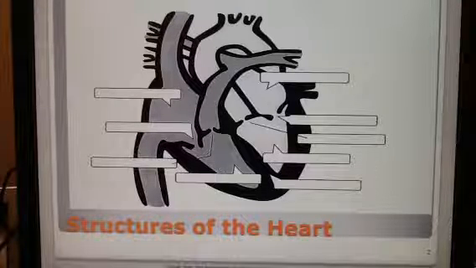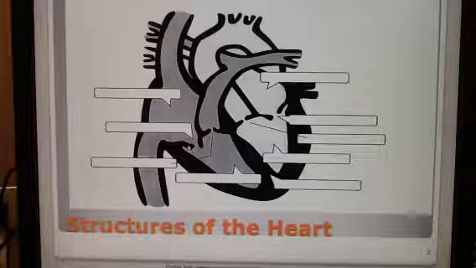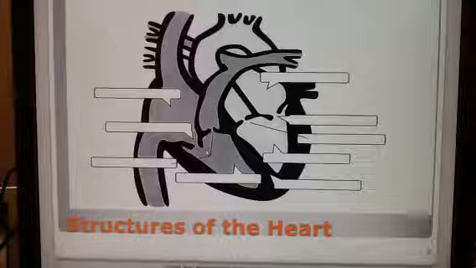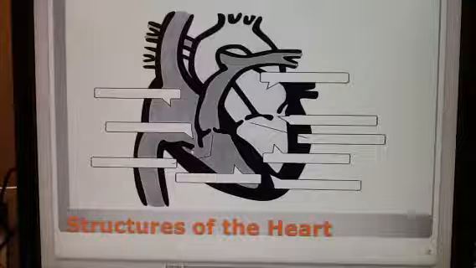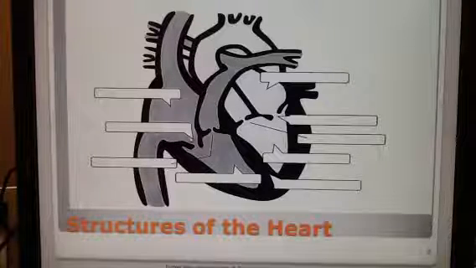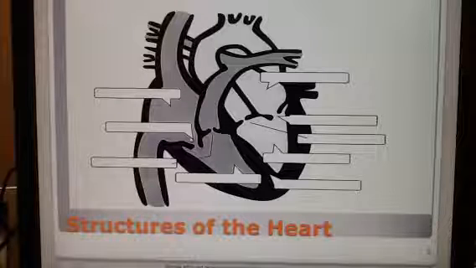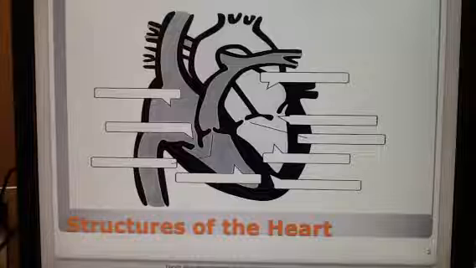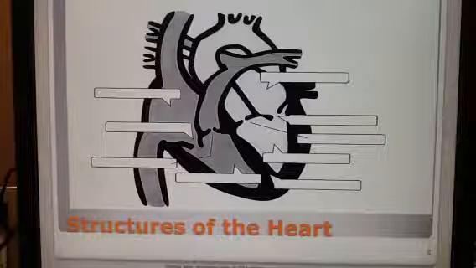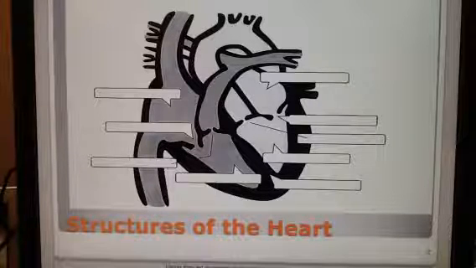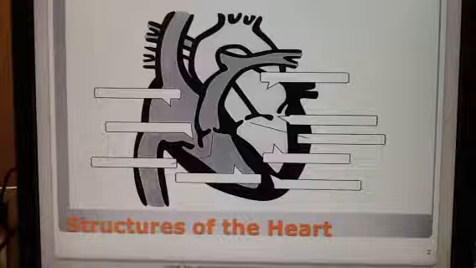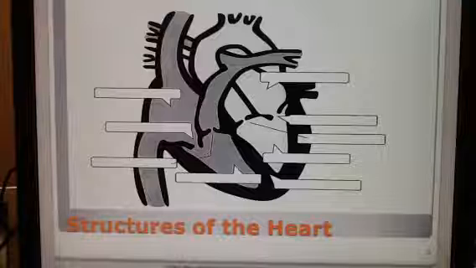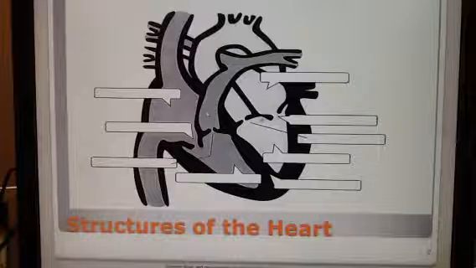Between the atrium and ventricle are valves, and those are called, easily enough, the atrioventricular valves, or AV valves. Between the right atrium and right ventricle, we have the tricuspid valve, and between the left atrium and left ventricle, we have the bicuspid valve, also known as the mitral valve.